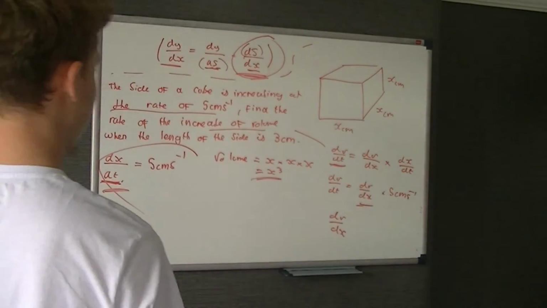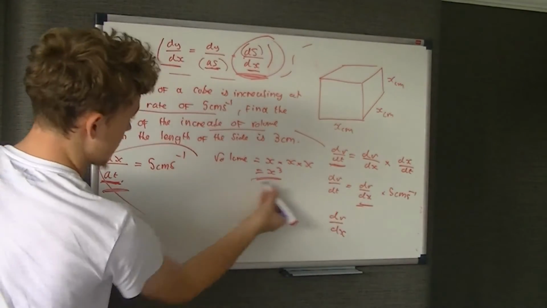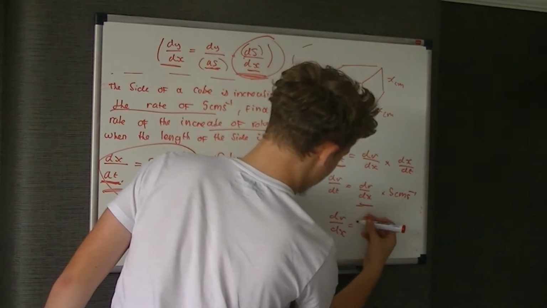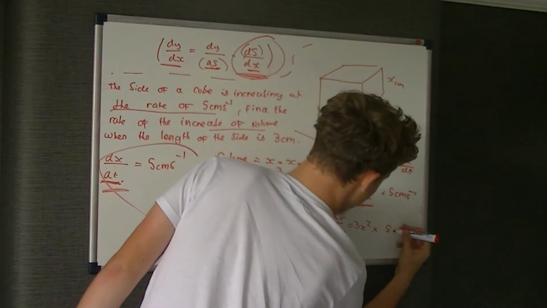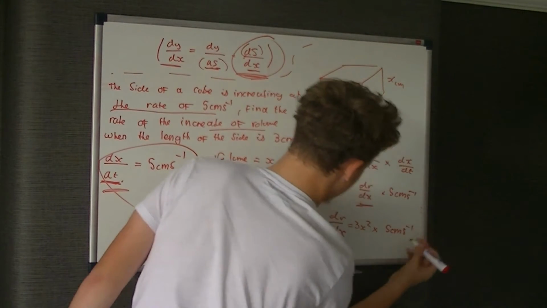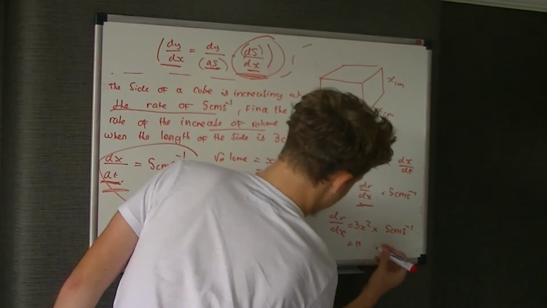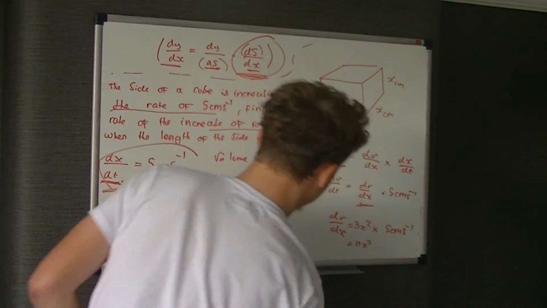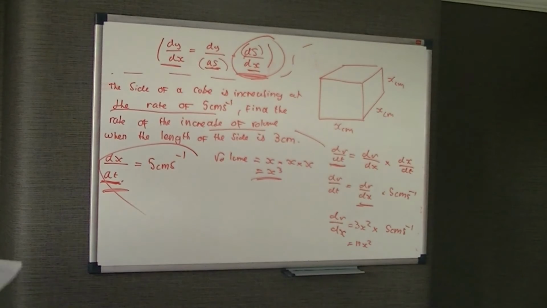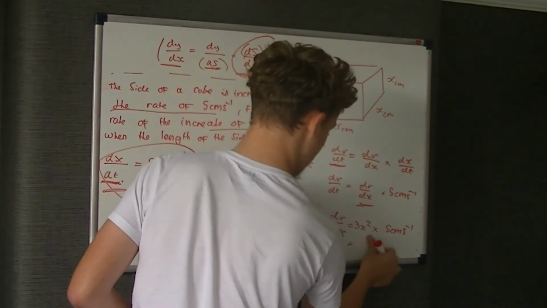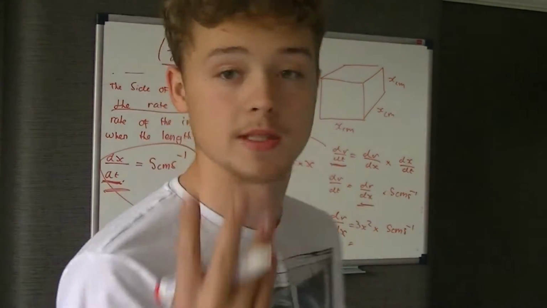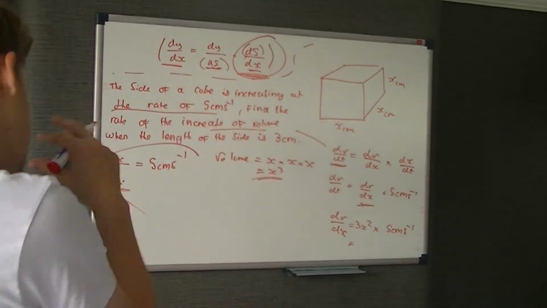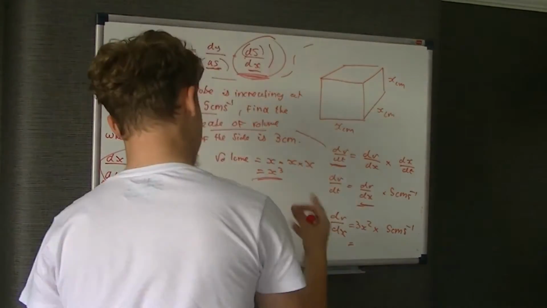So dV by dx is equal to the derivative of x cubed, which is 3x squared, because we're differentiating with respect to x, times our original rate, which is 5 centimetres per second, and that gets us 15x squared. Okay? It's 3x squared times 5 centimetres per second, but that's the same as saying 3 times 5 times x squared. That's the same as what it is already saying, just rearranged.